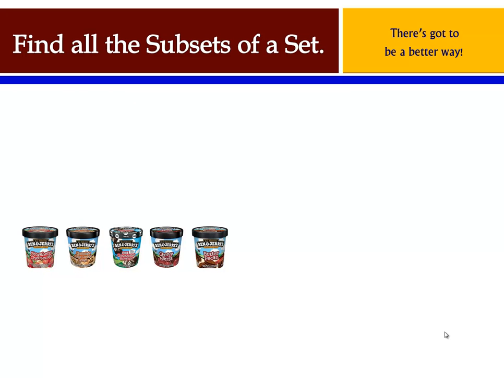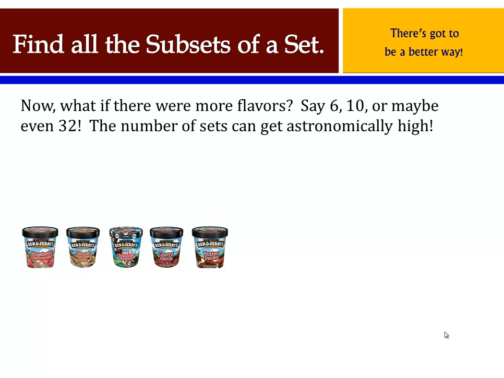Now, I know what you're thinking. There's got to be a better way to count these, because what if you had a lot more flavors, like 6 flavors or 10 flavors, or maybe even 32 flavors, like that famous other ice cream place with 32 flavors. The number of sets can get really astronomically high.